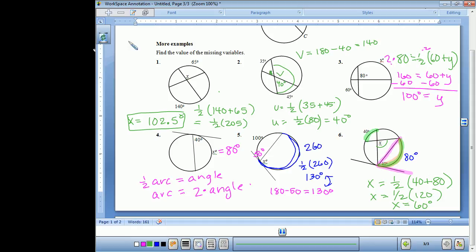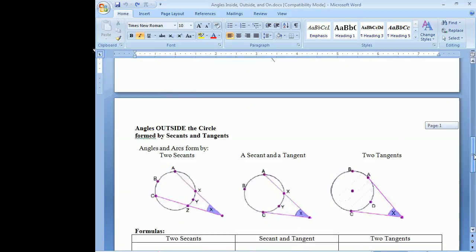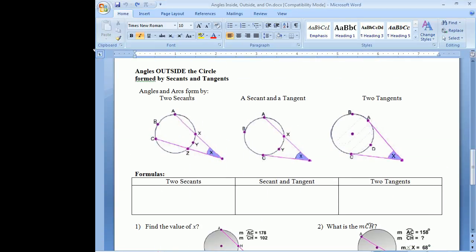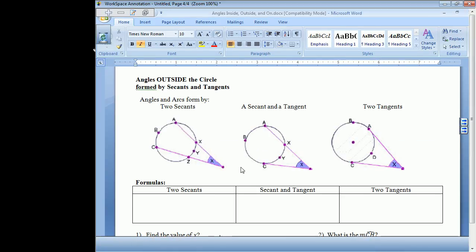Okay, so now we've done angles inside the circle formed by two chords and angles on the circle formed by a tangent and a chord. The other kind of angle whose vertex is on the circle is an inscribed angle. It is also half the intercepted arc, isn't it? That's the one we did yesterday. Now we're going to flip it over to the back. We're going to look at angles outside the circle. Inside, on, and outside. That's what we're looking at today. So the last one is outside.